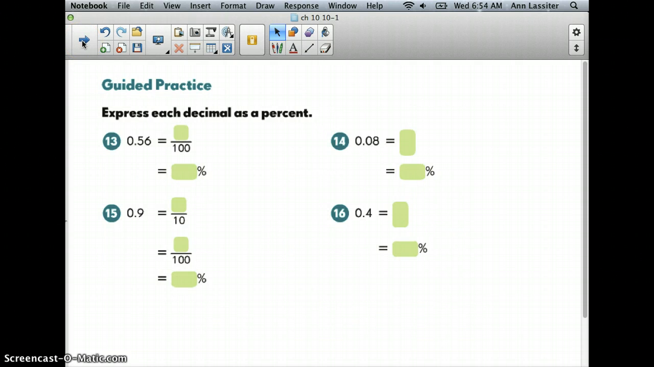Again, I would like you to pause here and do these guided practice questions. Again, on 15 and 16, make sure that you focus on the fact that originally, as the decimal is written, it is not out to the 100th spot, so you need to continue and make an equivalent fraction.